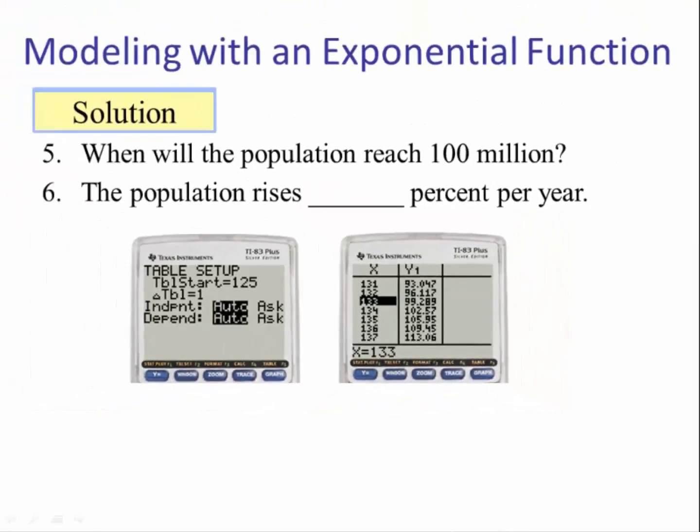Number 6, the population rises about 3.3% per year. Because our base was 1.033, and if we subtract 1 from that, we get 0.033, which is about 3.3%.